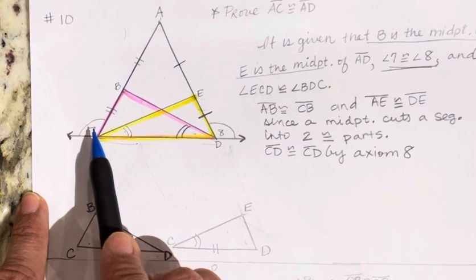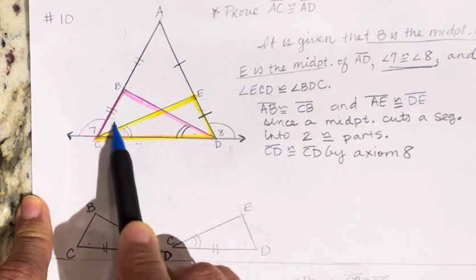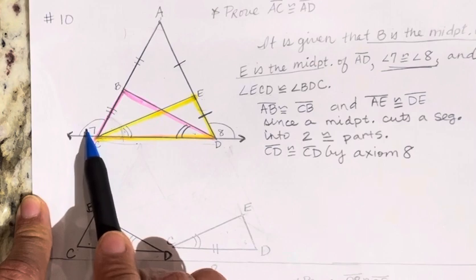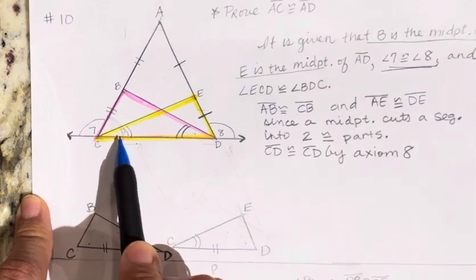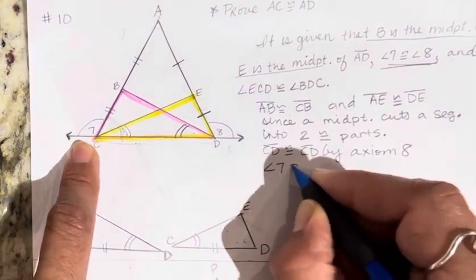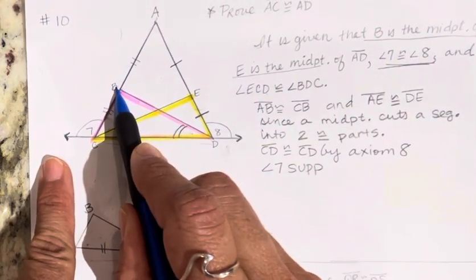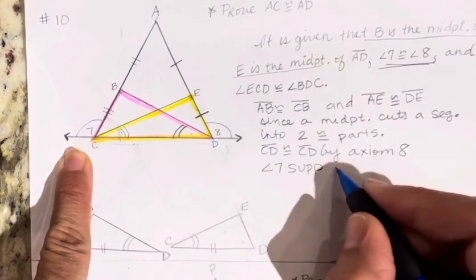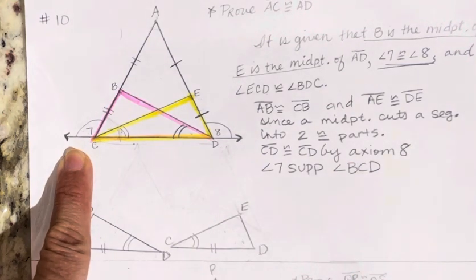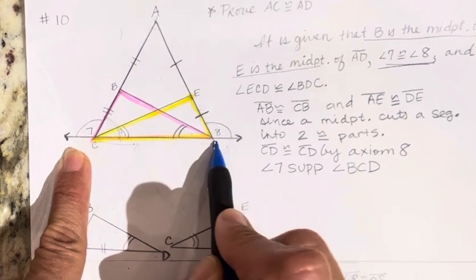Now, I could say that angle 7 is supplementary to this angle that I am outlining here for you, because we can assume that straight angles, sorry. So let's write that. Angle 7. Now what angle is that? So angle 7 is supplementary to angle BCD. Okay, now angle 8 is supplementary to angle EDC.